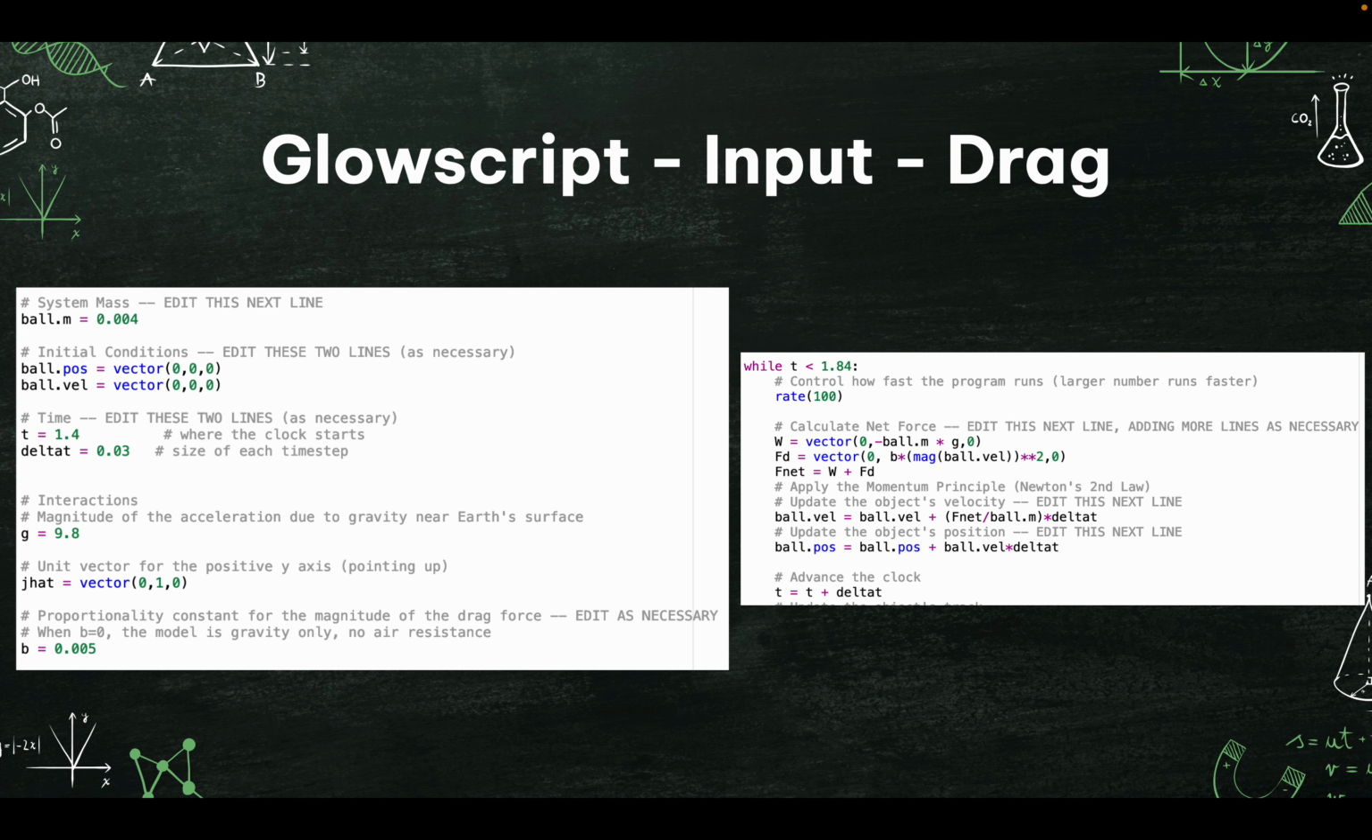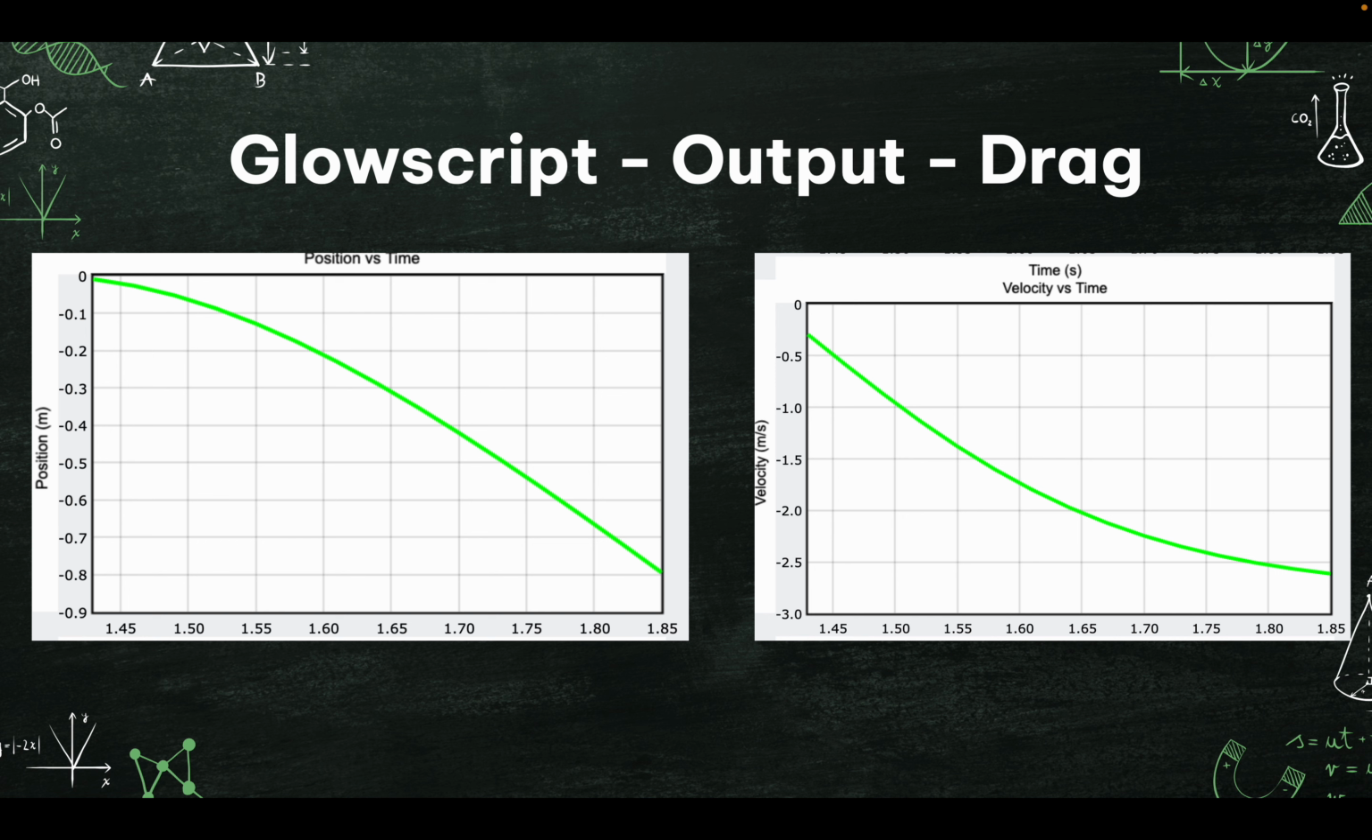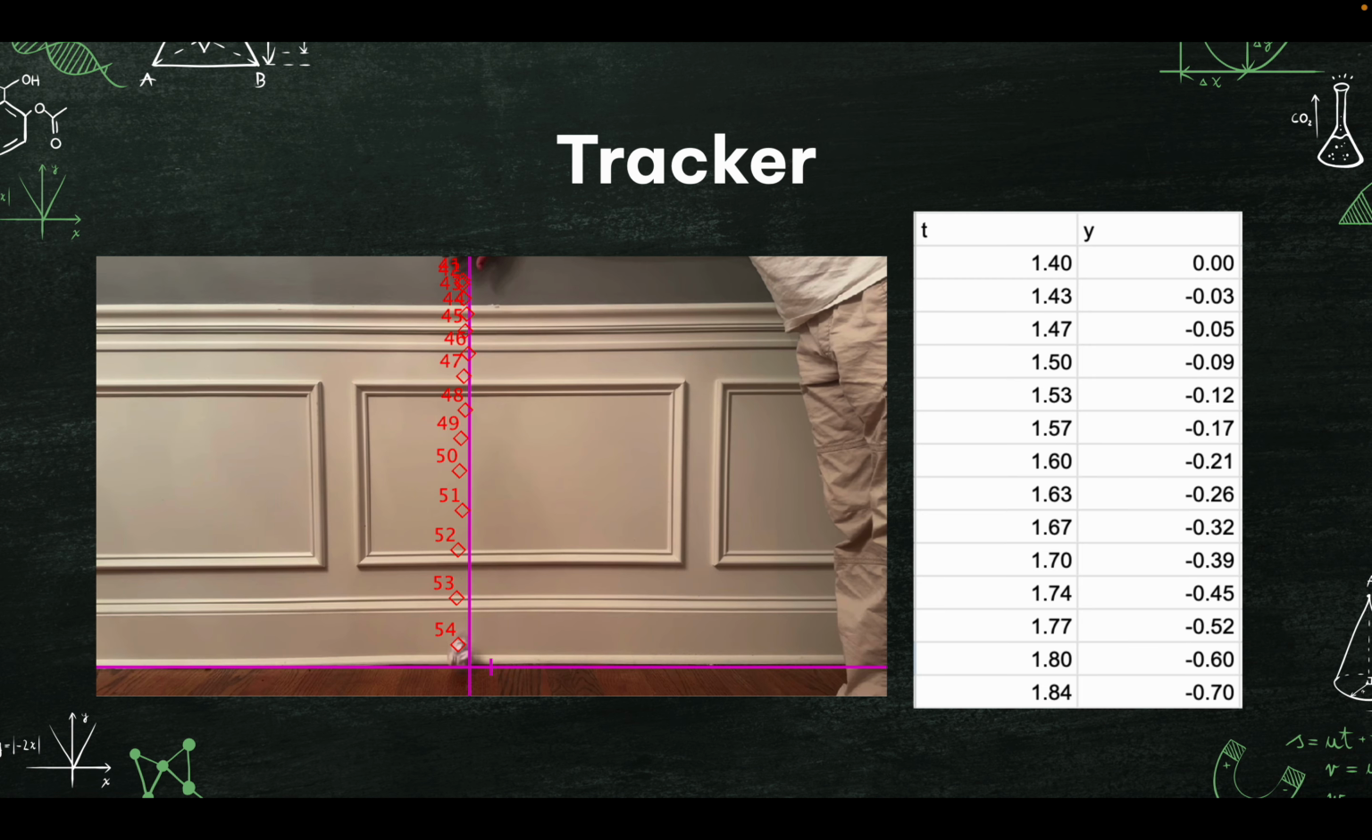The same formulas are below. The output of this shows that the position, again, non-linearly decreases over time, but in this case, the velocity is also non-linearly increasing in the negative direction over time. This is because the drag force is able to slow down the object, whereas without drag, the computational model cannot account for that.